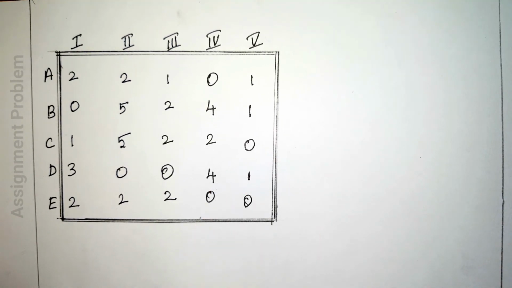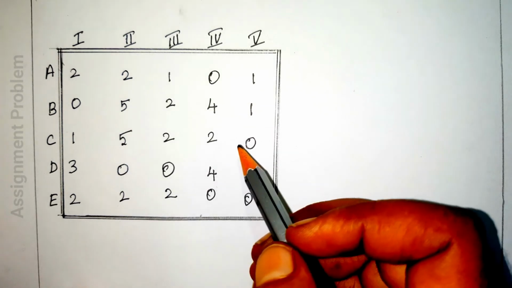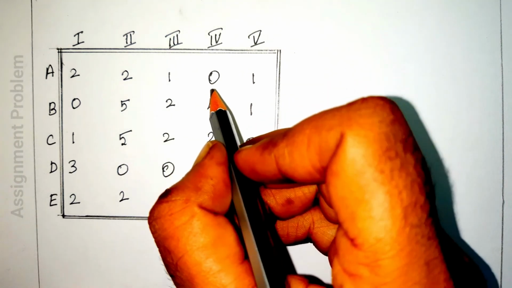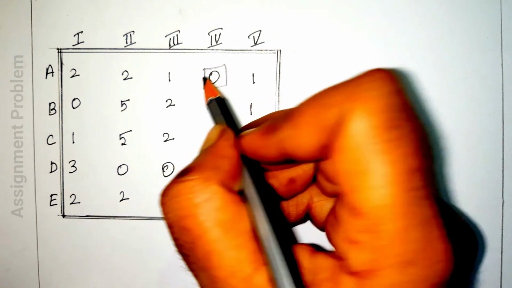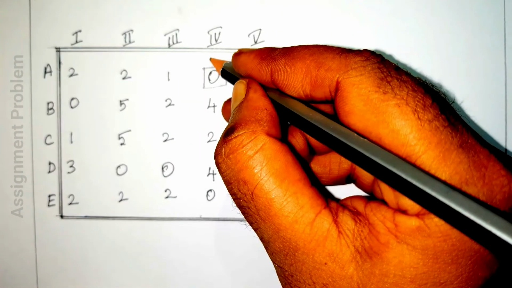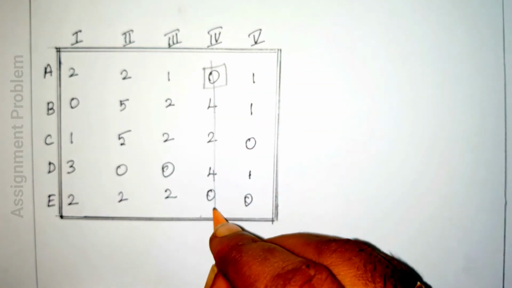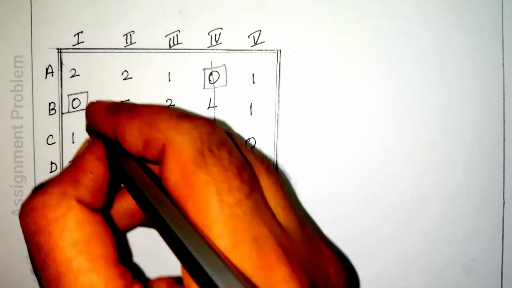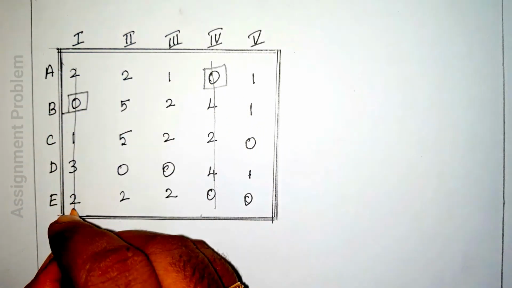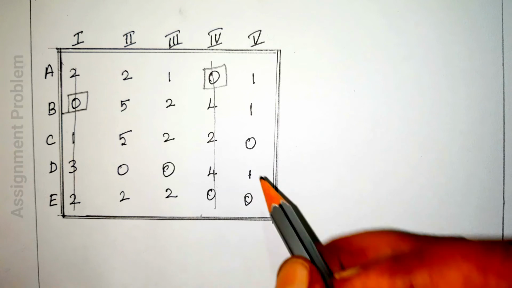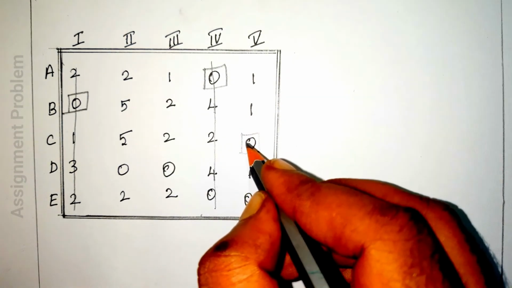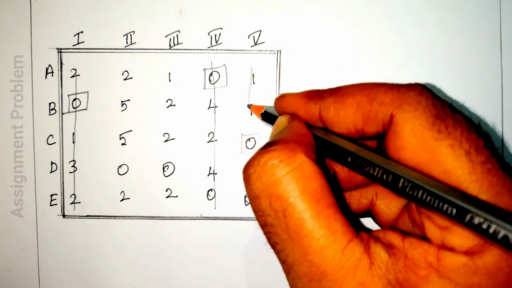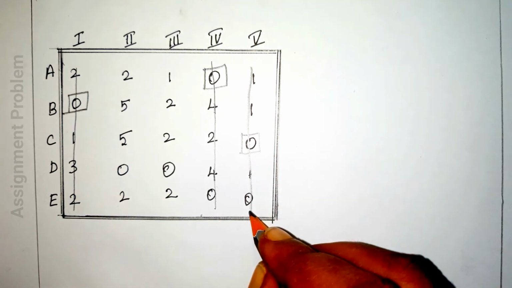We have to find the assignment using Hungarian algorithm. So we can go for row scanning. In the first row you have a single 0, so put a square on it. And you have to draw a vertical line passing through that 0. The second row you have 1 zero, so put a square on it. And draw a vertical line passing through that 0. Third row you have 1 zero, so put a square on it. And then draw a vertical line passing through that 0.